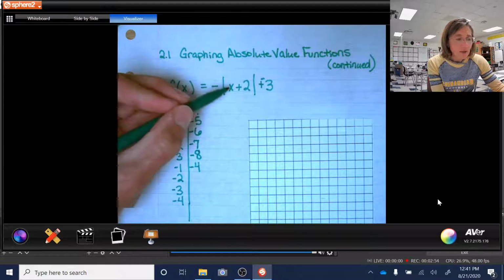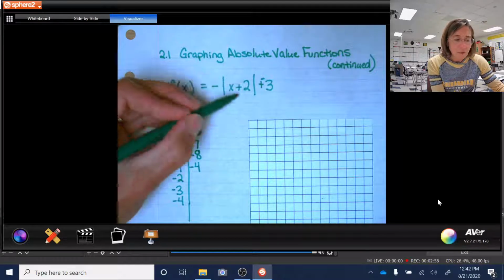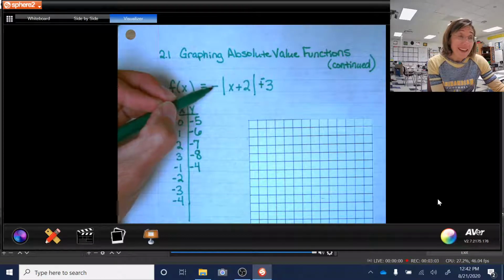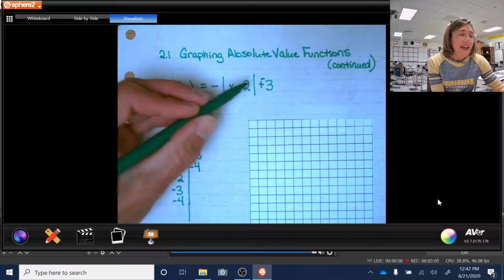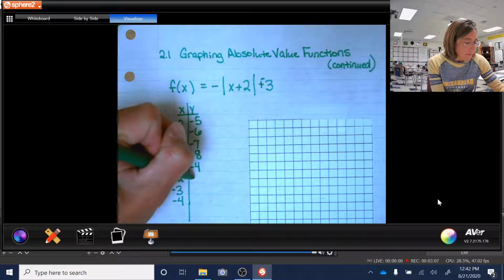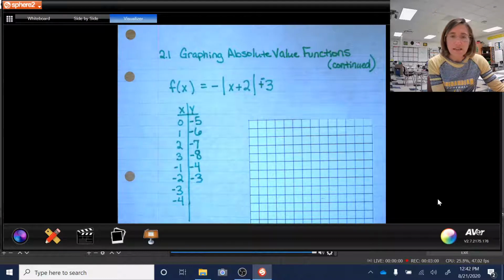I'm going to take a negative 2 and plug it in here for the x. So negative 2 plus 2 makes 0. The absolute value of 0 is still 0. Negative 0 is still 0. And then we need to add negative 3. So 0 plus negative 3 gives us negative 3.